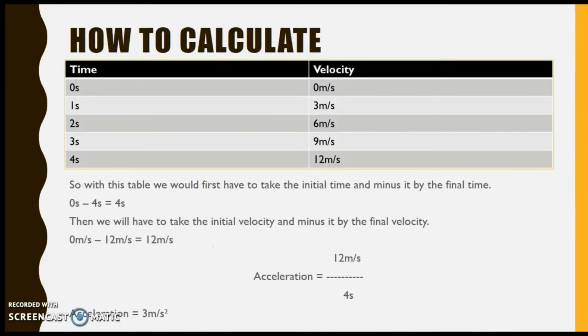How to calculate? With this table, we'll first take the initial time, which is 0 seconds, and minus it with the final time, which is 4 seconds. So, 0 seconds minus 4 seconds is 4 seconds. And then we'll take the initial velocity, which is 0 meters a second, and minus it with the final velocity, which is 12 meters a second. So 0 minus 12 is 12 meters a second. So acceleration equals 12 meters a second over 4 seconds. So acceleration is 3 meters a second to the power of 2.